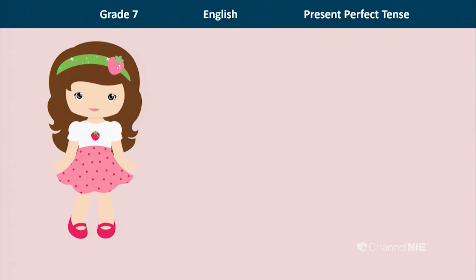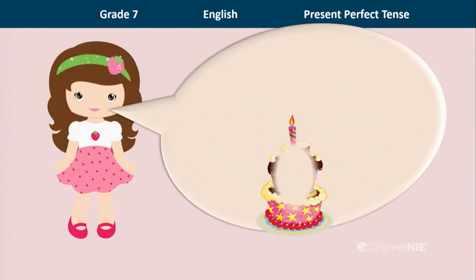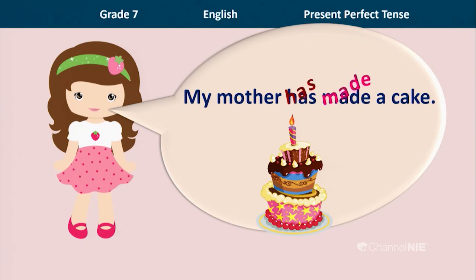You can see Tenuli there. What is she telling? She must be telling something about the birthday cake. Yes. She says, my mother has made a cake. Now children, you all can see a sentence on the slide. My mother has made a cake. Now who has done the action, Niranji? My mother has done the action. So my mother is the subject. Yes children, my mother is the subject here.